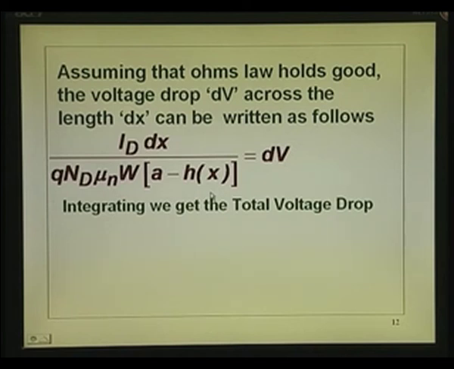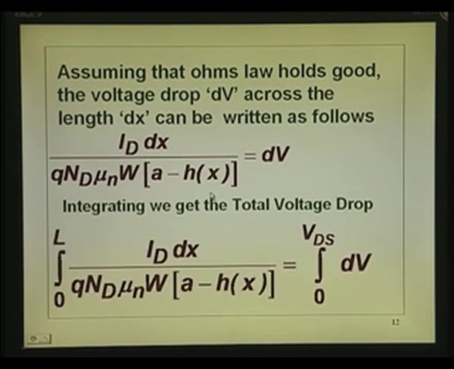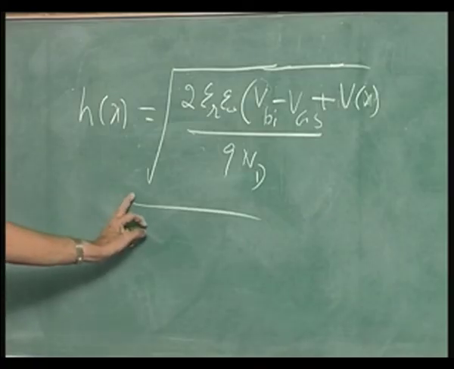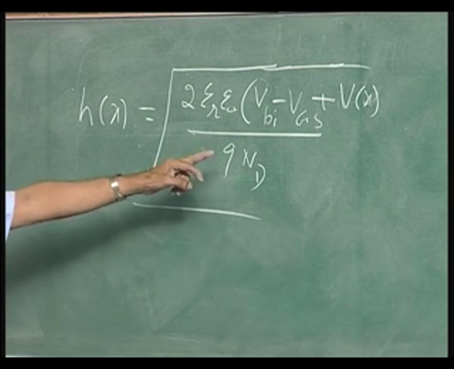So, we use this, integrating, we get the total drop. All that we do is integrate that, and once we integrate that, you substitute for H here. H is given by this term. So, it is a voltage dependent term.